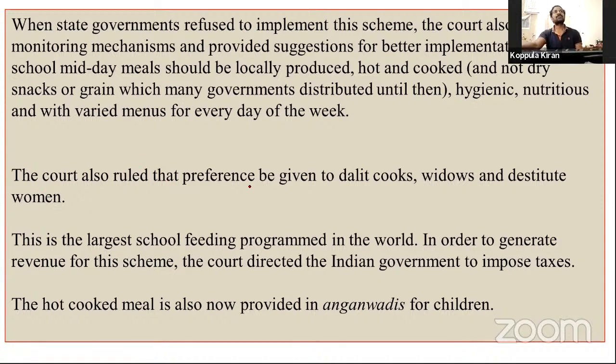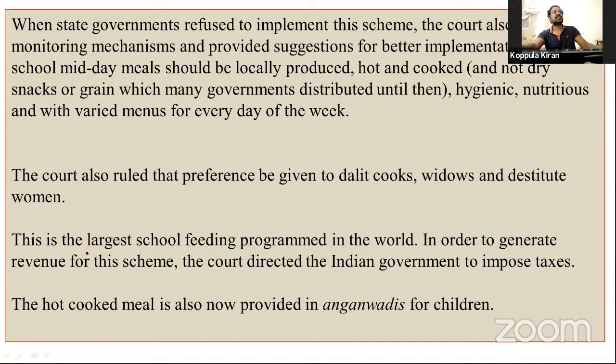The court also ruled that preference be given to Dalit cooks, widows, and destitute women. The court said that for those who maintain the midday meals, who cook the midday meal scheme, first priority is given to Dalit cooks, then widows, then destitute women. Destitute women means dependent women. This is the largest school feeding program in the world.